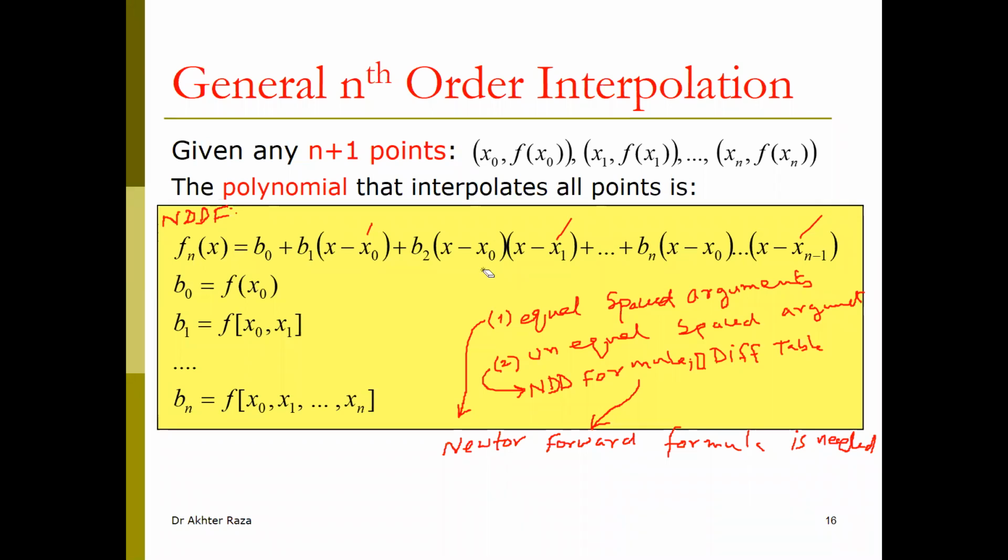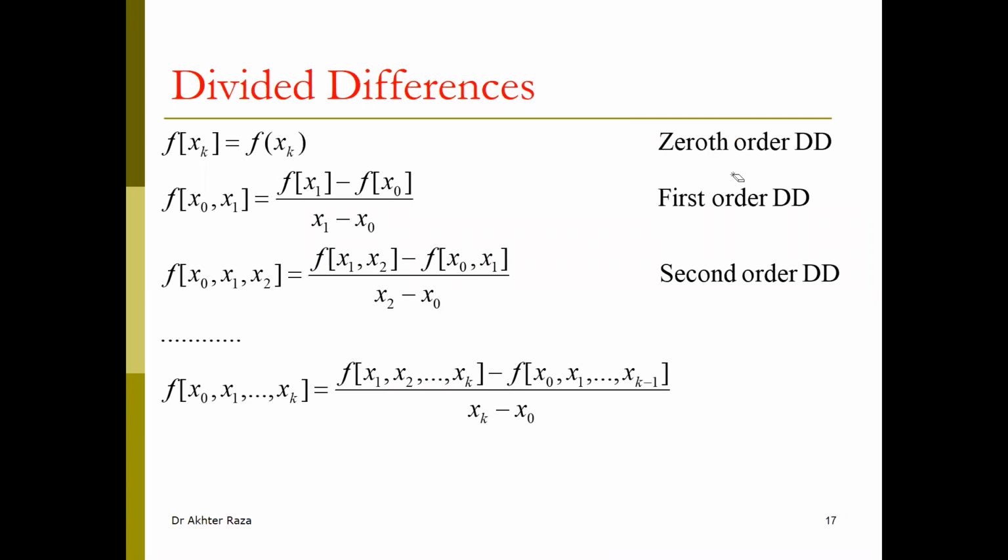These are the divided differences: zeroth order divided difference, first order divided difference, second order. As many entries as we have in the bracket, one minus that is the order of the divided difference. If I have 3 entries in the bracket, 1, 2, 3, it is second order. If we have 2 entries in the function, then it is first order. This is not kth order, this is k minus 1 order. It is 0, 1, 2, 3 the second order, 0, 1 first order.